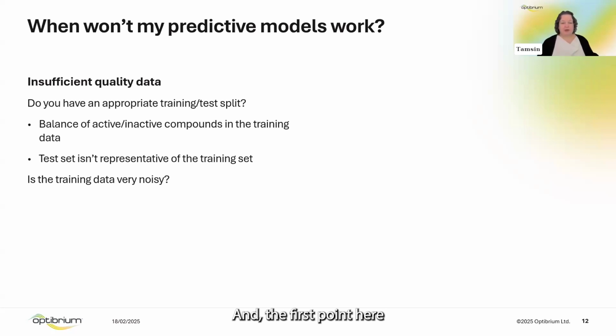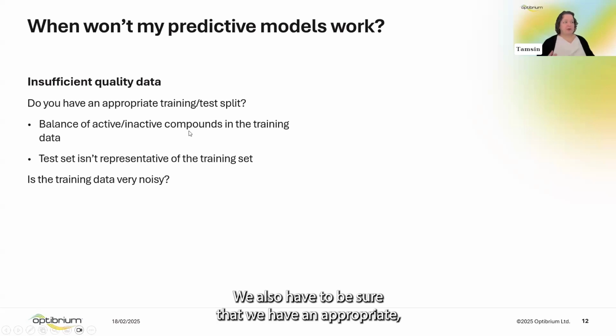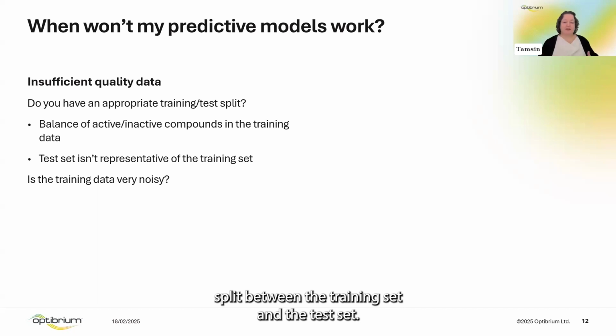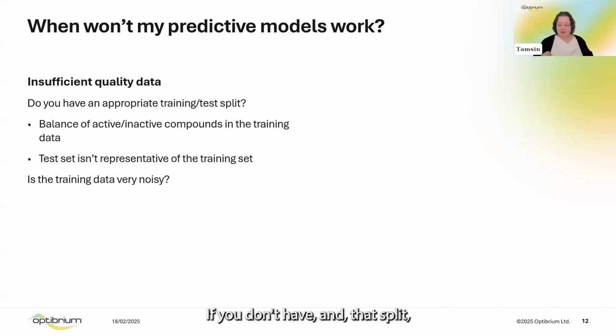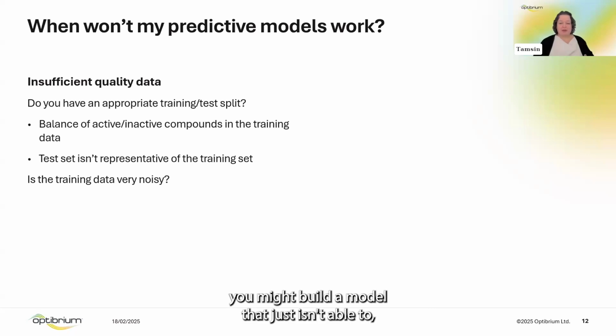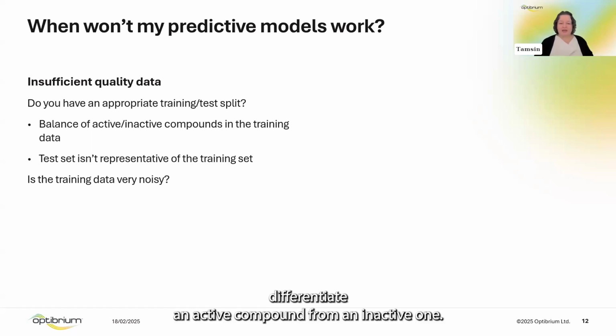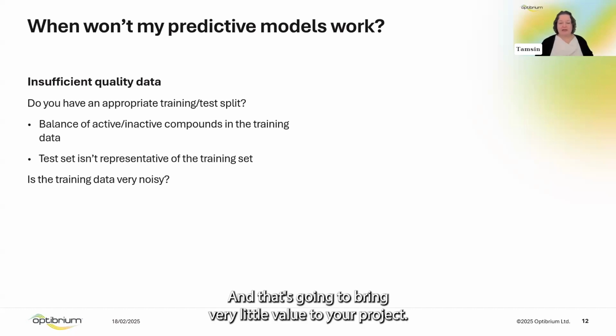And the first point here is, well, do we have sufficient data? And is that data of sufficient quality? We also have to be sure that we have an appropriate split between the training set and the test set. For example, you need a balance of both active and inactive compounds in both the training and test sets to build and validate your model appropriately. If you don't have that split of both active and inactive compounds, you might build a model that just isn't able to differentiate an active compound from an inactive one, and that's going to bring very little value to your project.